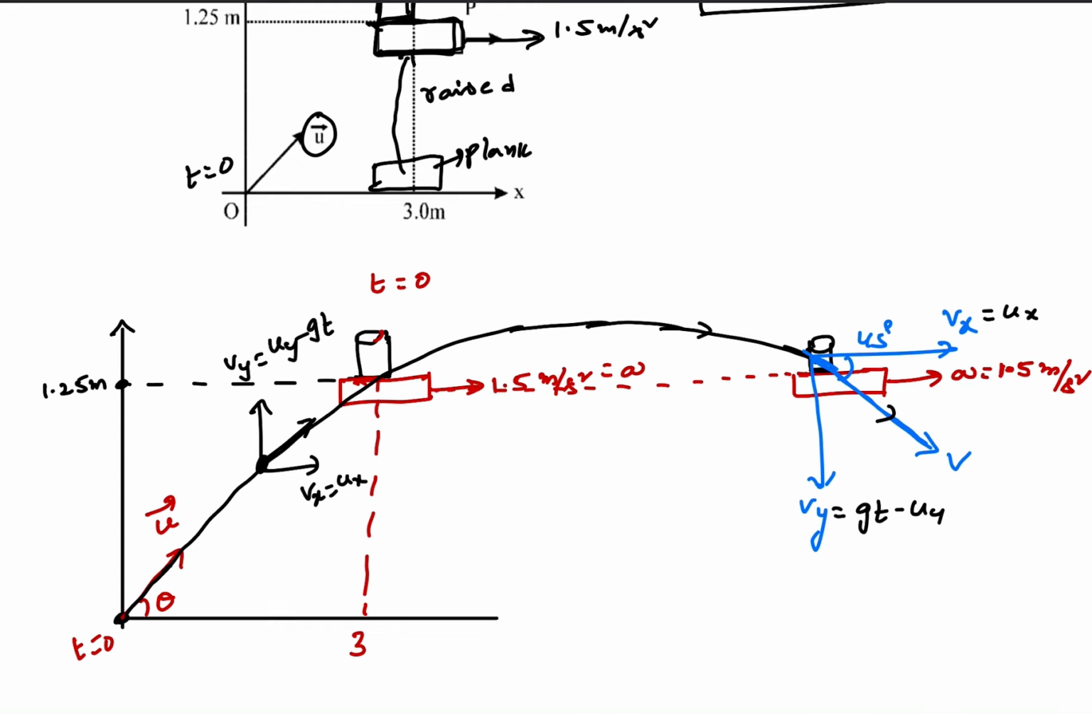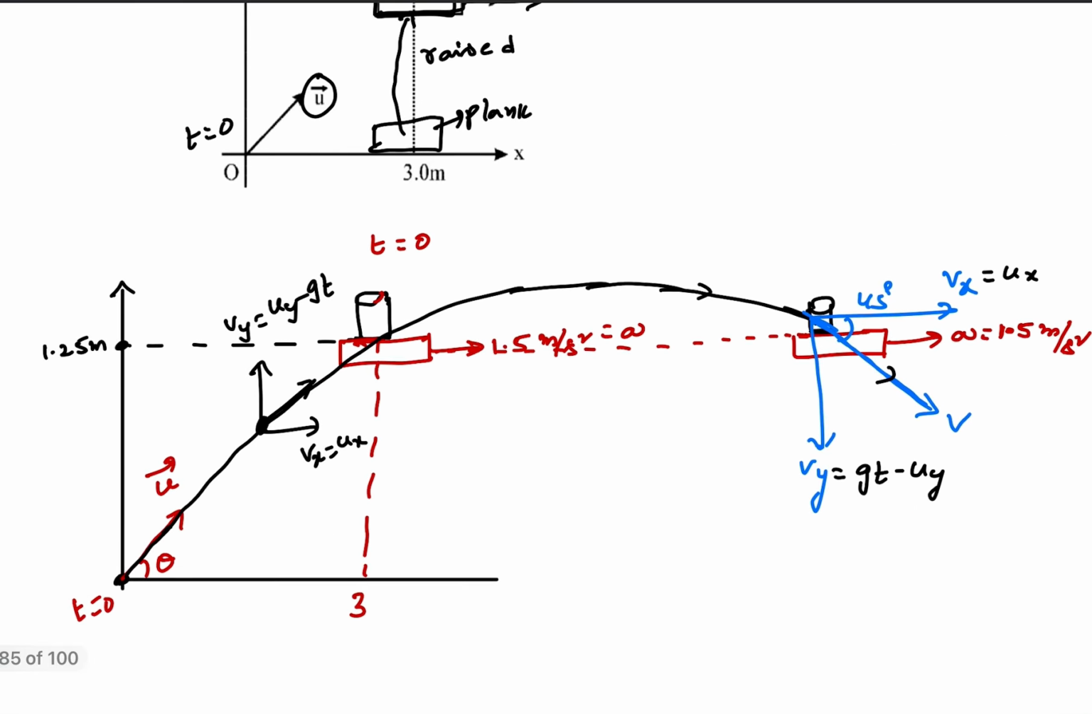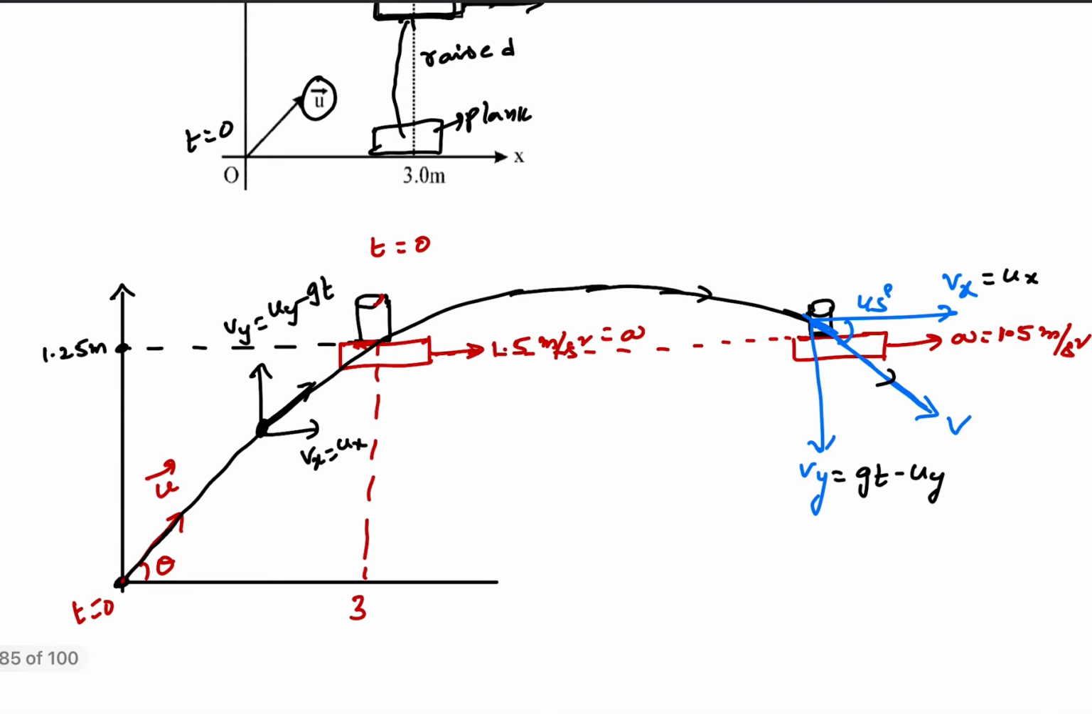But while coming down, Vy value is equal to how much? Gt minus Uy. Why? Because the velocity is in the downward direction, that's why I am writing it. Okay, Gt minus Uy. Now you can see both the distances.